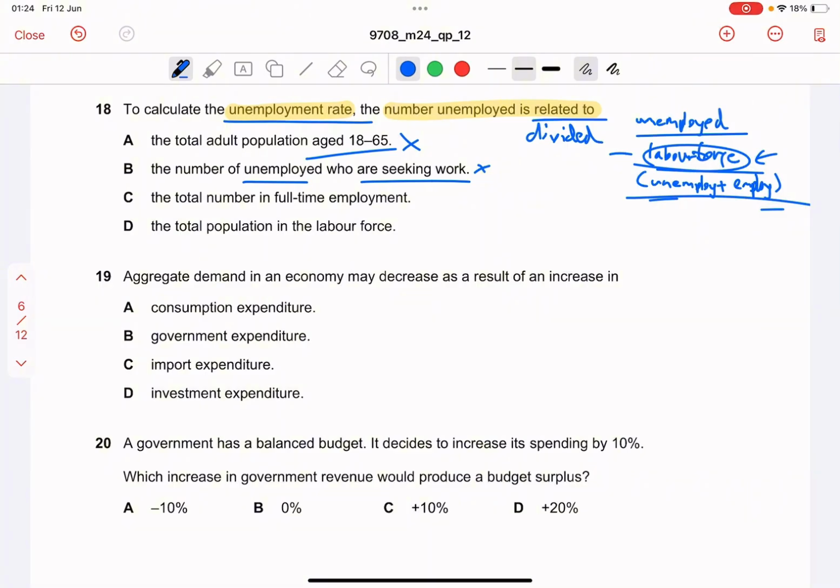Now the third one says the total number in full-time employment. Yes, this does specify those who are employed, but it says full-time. So there might be some part-time employed people, and it's not specifying the entirety of the labor force, so that can't be it. Now it's probably the last one. The total population of the labor force. Yes, this directly refers to the labor force. So yes, D is the answer, and that is correct.